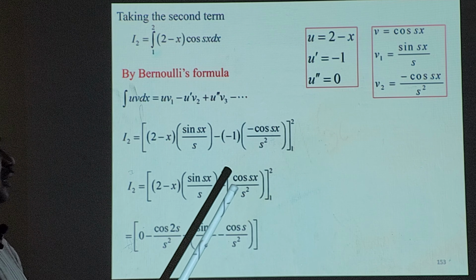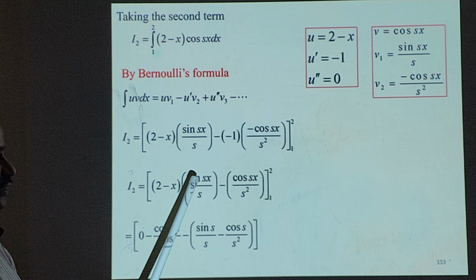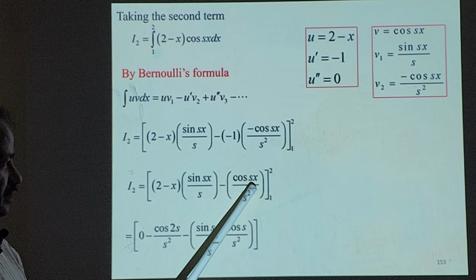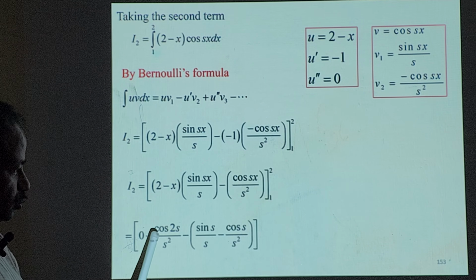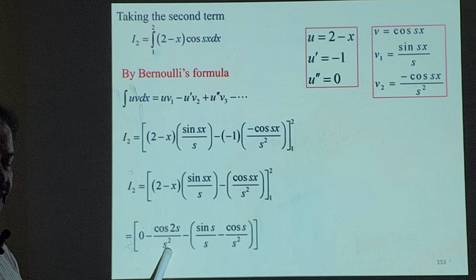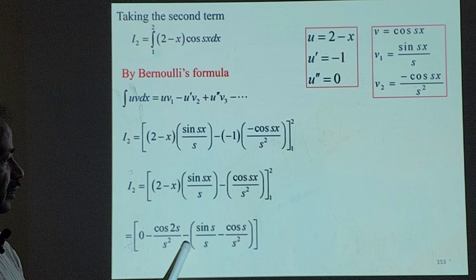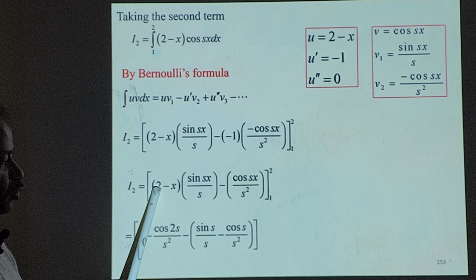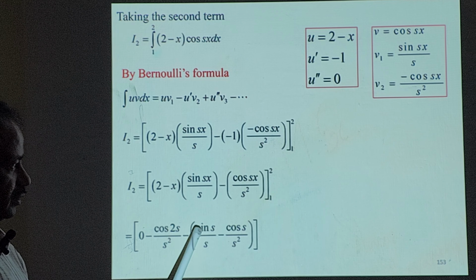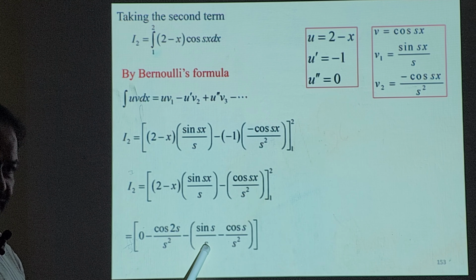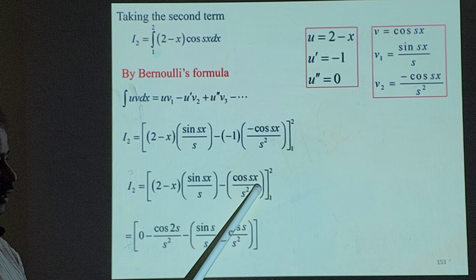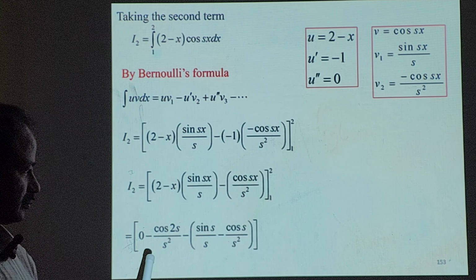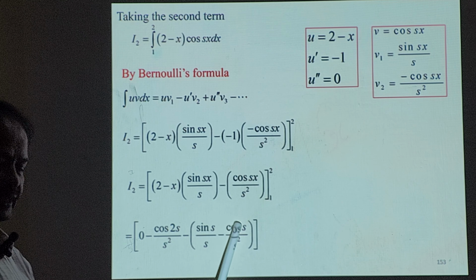Correct? Now substitute the upper limit, this term will go off. This term will be cos 2s divided by s square. Okay, now the minus sign is here, we have to substitute the lower limit. So 2 minus 1 is nothing but 1, sin s divided by s, and here it is cos s divided by s square. So we have an s square term here and an s square term here.